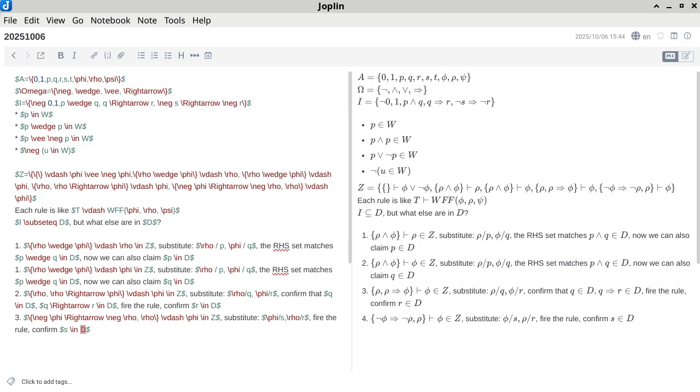So I'm going to pause a little bit just to make sure that we understand the context of how everything relates to each other.